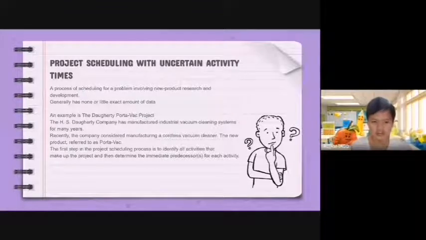The company has manufactured industrial vacuum cleaning systems for many years. But recently, the company has considered manufacturing a cordless vacuum cleaner. The new product is called the Portavac. The first step in the project scheduling process is to identify all of the activities that make up the project and then determine the immediate predecessor for each activity.